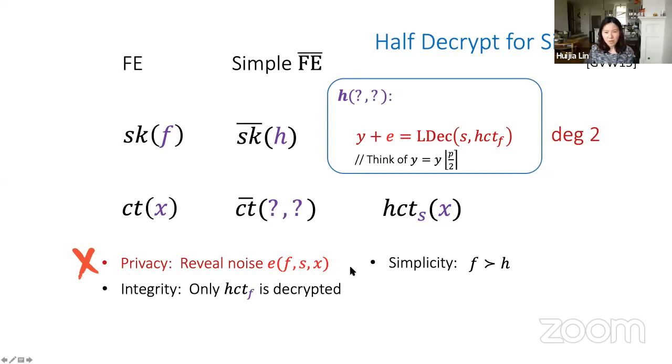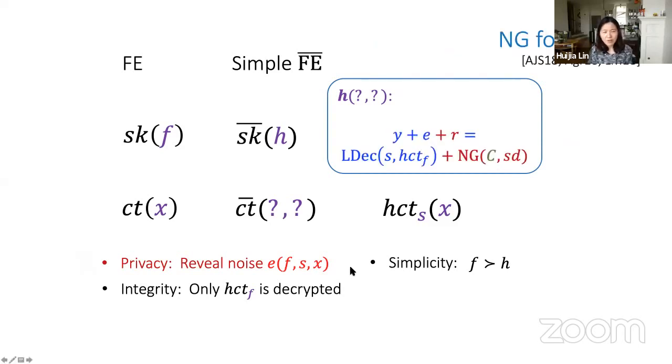So to remedy the privacy problem, our next thought is, what about using our noise generator to generate some smudge noise to hide E? Okay. So now we're computing instead the half decryption plus the noise generation.